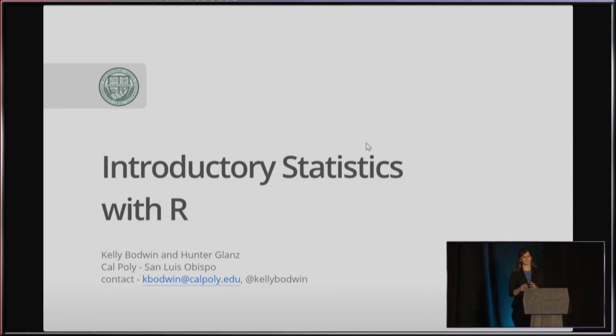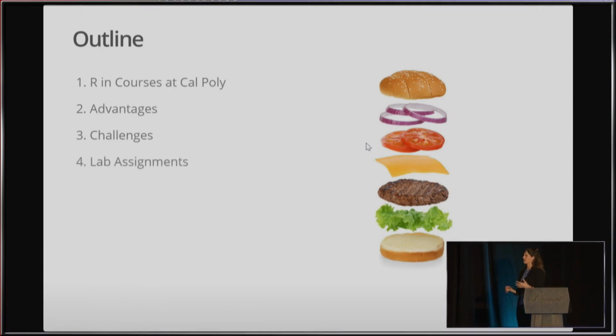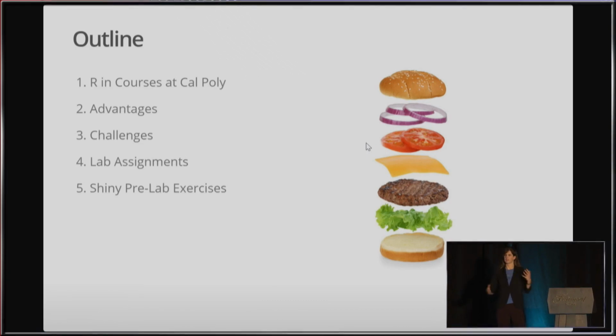Okay, so in this talk, I kind of just want to tell you about what I've done with R in the really, really intro-level classes. So the way I'm going to structure this, basically, there's a lot of window dressing. I want to give you some background on what courses we have at Cal Poly, the advantages and challenges of using R in some of these classes, which I'm sure many of you are familiar with. And then what my lab assignments look like, what the students are being asked to do. And then the reason for the hamburger, apart from it being mid-afternoon and lunch has worn off, is that the meat of this talk is these pre-lab exercises that Hunter and I have built in Shiny that have helped us introduce R to beginners.